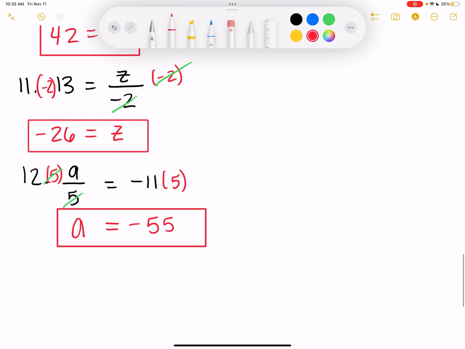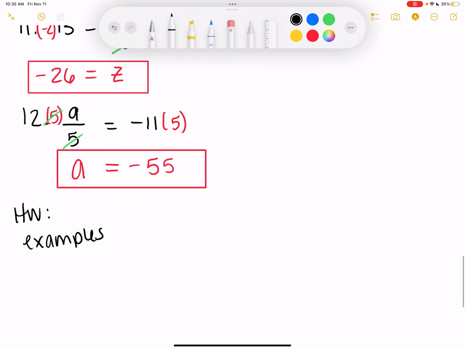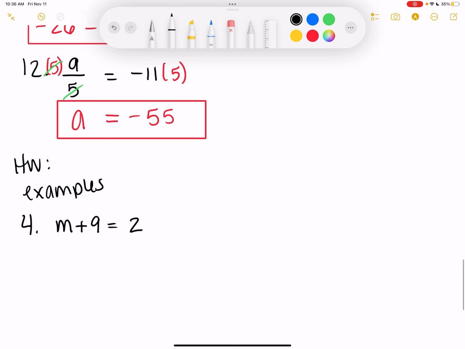So, out of the normal homework problems, exercise or examples, that was all the guided practice ones. The first ones are going to be addition and subtraction, and then they want us to check. So we are going to do the check part for these ones. So number 4, we have m plus 9 equals 2. So what do I need to do to this one?